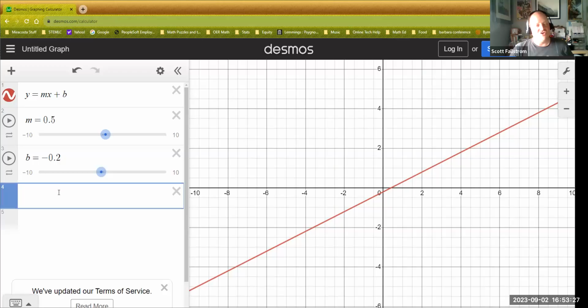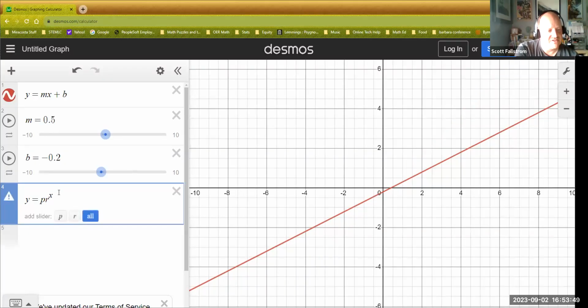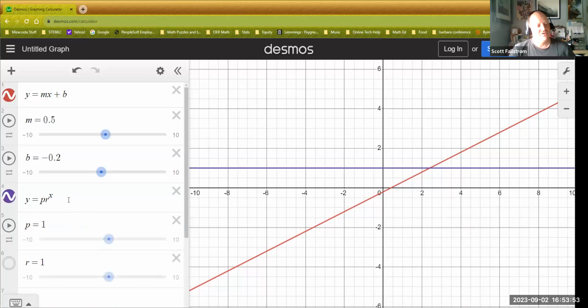Now I'm going to put in here a generic geometric sequence. A generic geometric sequence starts with some number, y equals... I don't want to start with the same number, so I'm going to choose p, and then I need some r value raised to the x power. So this is a typical geometric. That means the exponent here is what's changing.